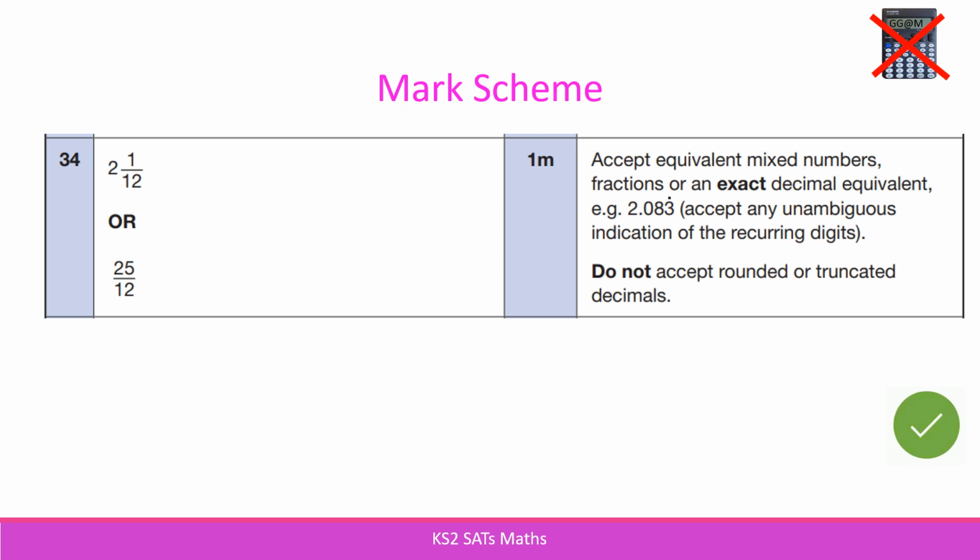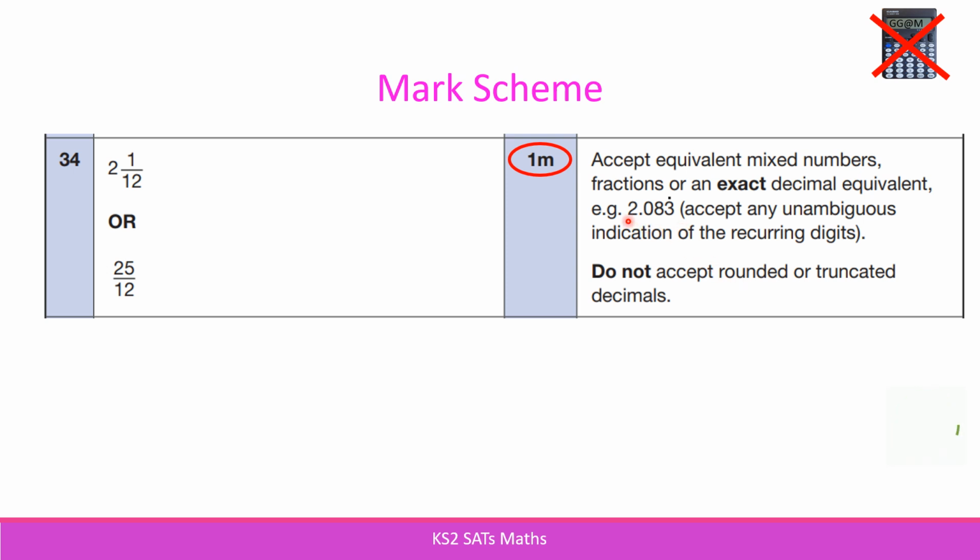The mark scheme on this question shows the answer is 2 and 1 over 12 or 25 over 12. Either of these answers are acceptable for 1M, which is one method mark. It says you cannot use rounded or truncated decimals. So if you worked in terms of decimals, which is extremely difficult to do, if you got the exact decimal, then that is correct, but it's much easier to work in fractions.